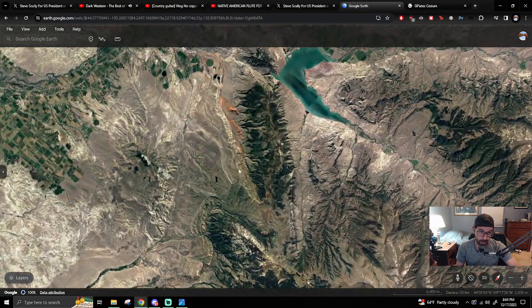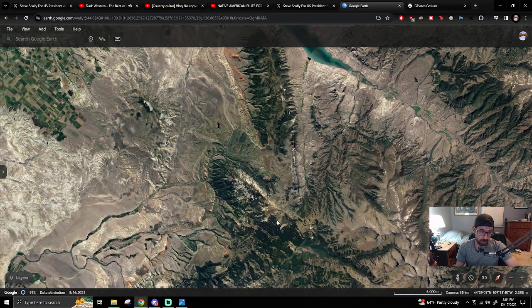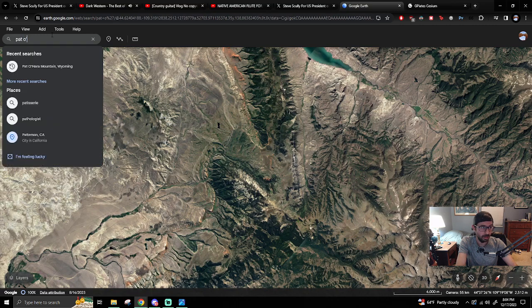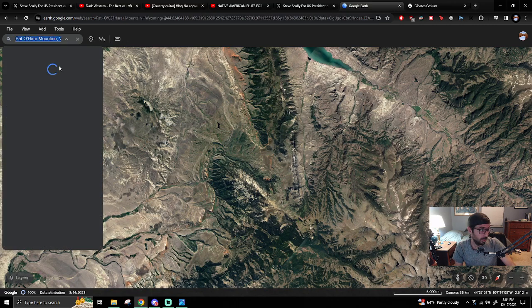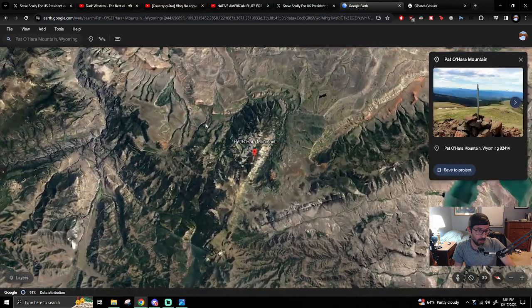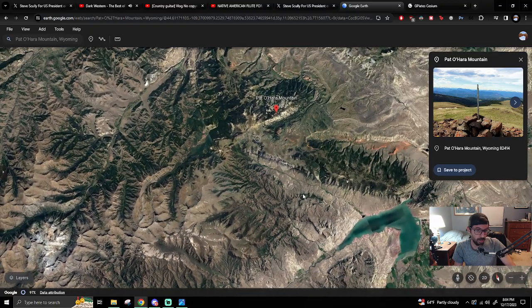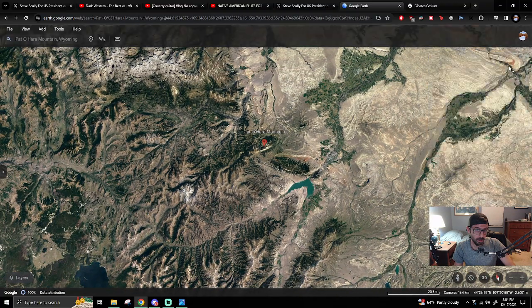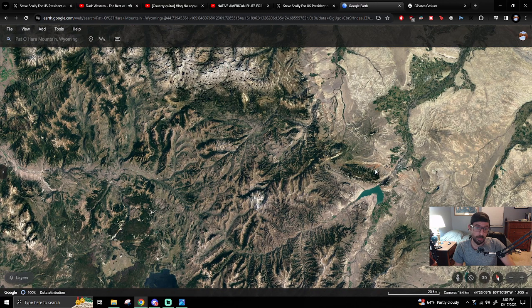This is called Rattlesnake Mountain. This is called Pat O'Hara Mountain. Pat O'Hara, like that. Mountain. Which are players in the landslide in terms of directing it. Over 100 slide blocks have been mapped.